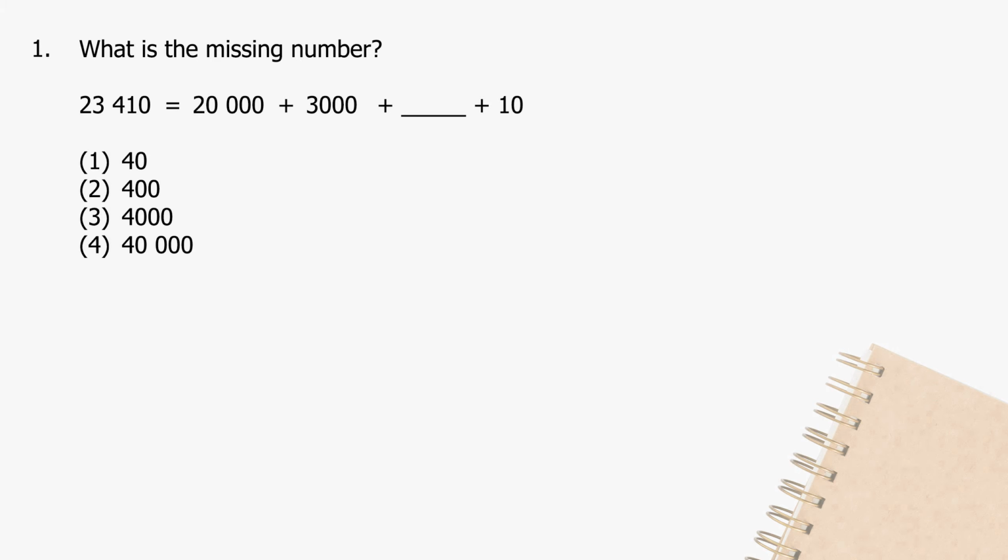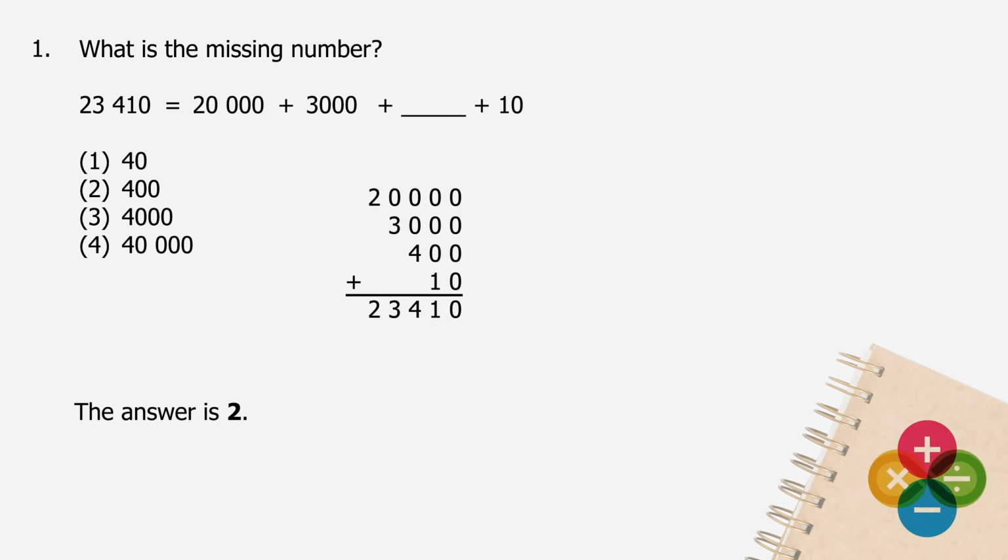Question 1. What is the missing number? 23,410 is equal to 20,000 plus 3,000 plus missing number plus 10. The digit 4 is in the hundreds place. The digit 4 is 400. The answer is 2.